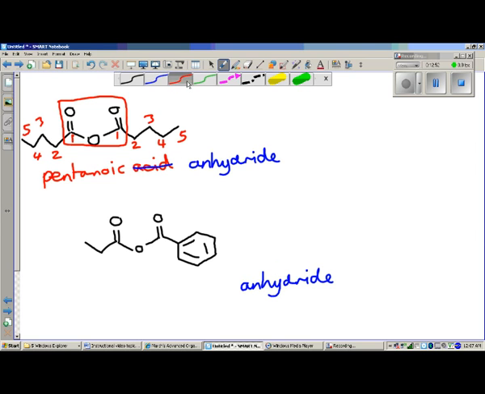So, if you can say, for example, what acid this is derived from, just as you did here, you had 5 carbons here. You start off with pentanoic acid. You would start off here with benzoic acid. And so the word you take there is benzoic. And then over here, 3 carbons, propanoic acid. The word you take here is propanoic.